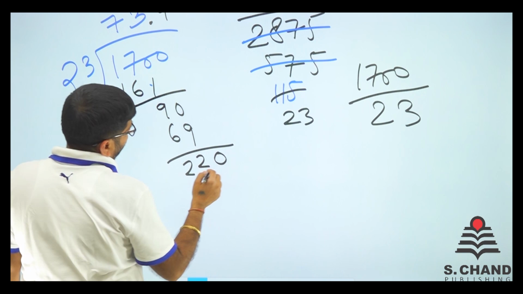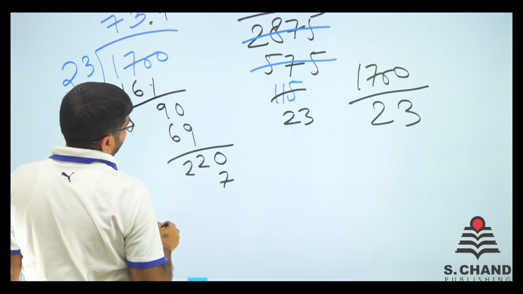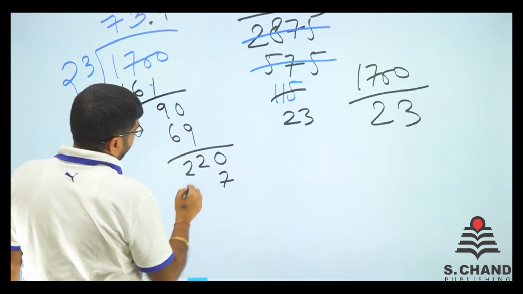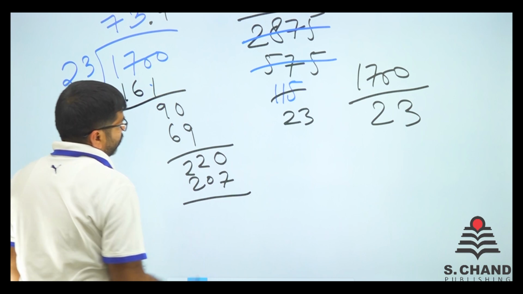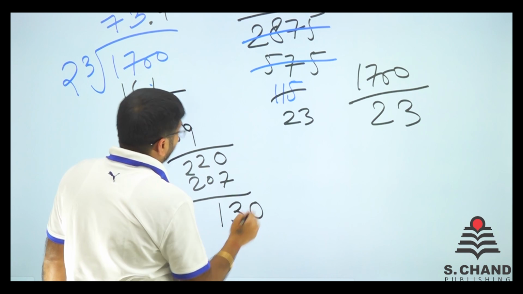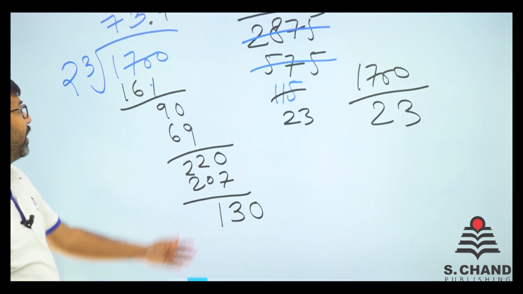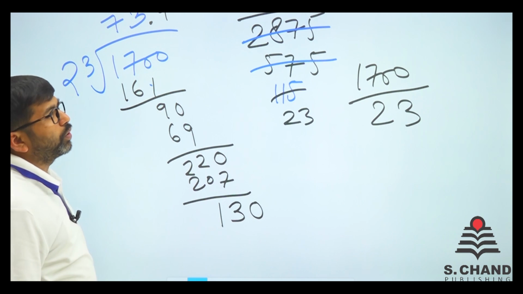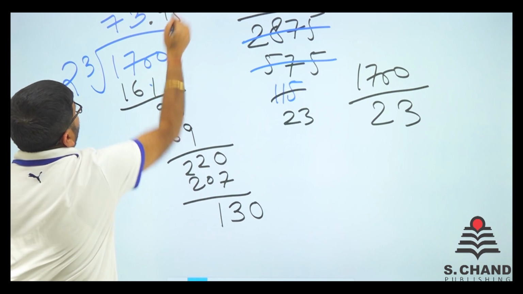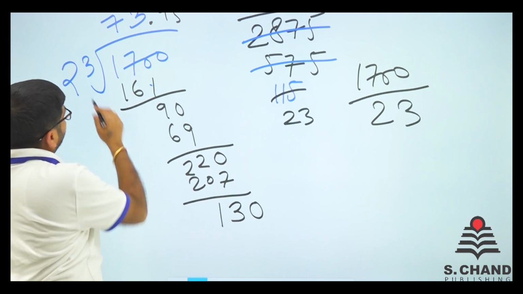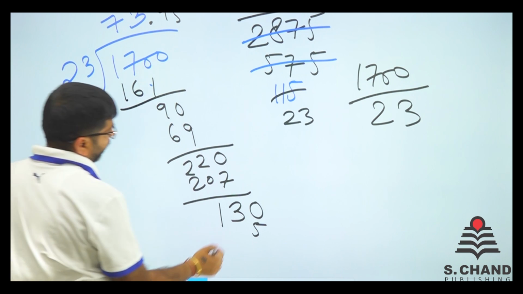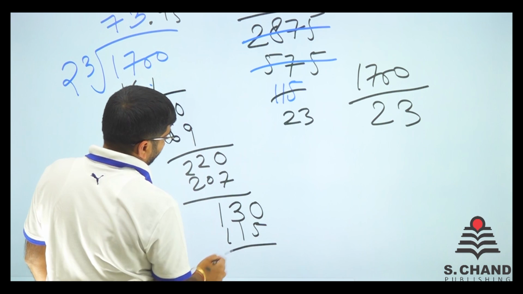9 3s are 27. Then 9 2s are 18. 18 and 2 is 20. So 207. So we are left with 3 here and we are left with 1 here and then 1 more 0. So 1 more 0 that makes it 130. 23 into 5 I guess. 23 into 5. 5 3s are 15. And 5 2s are 10 and 1, 11. So we are left with 15.